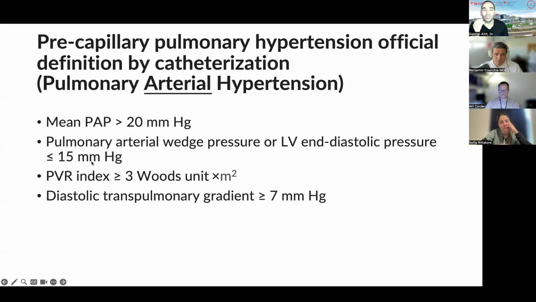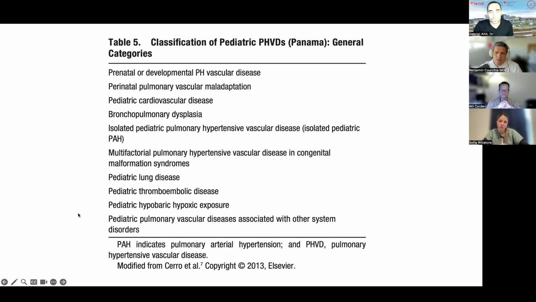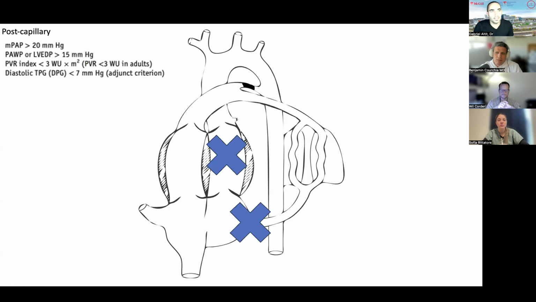And of course, there are different ways of calculating the PVR, but typically we'll speak about PVR index, so indexed to the body surface area, above 3 Wood units times meter squared, telling us that the PVRs are increased, either because they're vasoconstricted or because they're obliterated by fibrous tissue, or because there's pulmonary hypoplasia and there's not enough pulmonary arteries, and so they're being overwhelmed by the cardiac output. And typically there's a diastolic transpulmonary gradient above 7 between what's happening on the arterial side versus the venous side. So if I go quickly, because I want to speak about the idea of post-tricuspid.